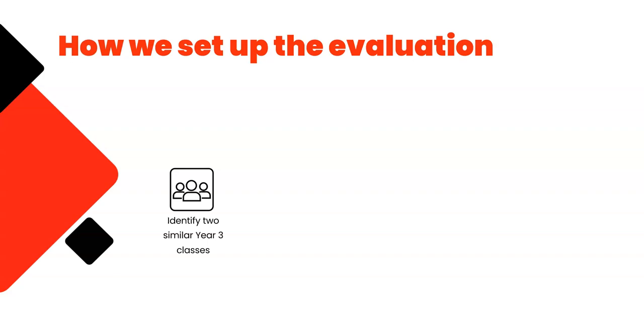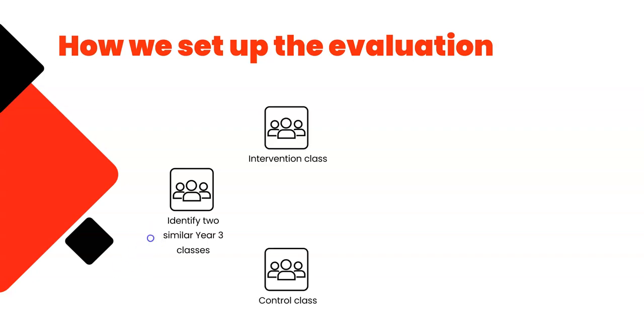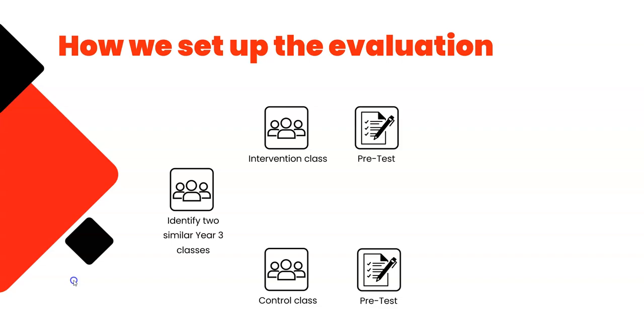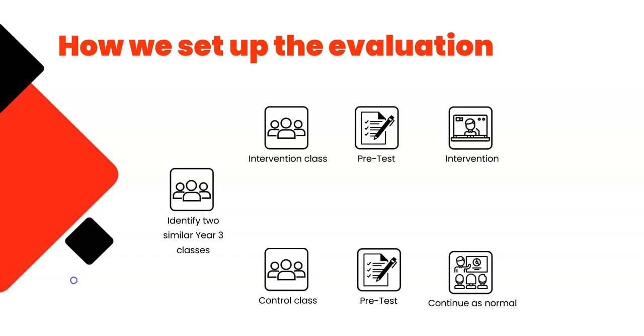The first thing we ask you to do is identify two similar ability Year 3 classes. We then use the What Word Teachers platform to randomly allocate one to the intervention class and one to the control. We then complete the pre-assessment spelling test with both groups. Then over the next 6 weeks, the intervention group will use the spelling strategy and the control class will continue with business as usual.